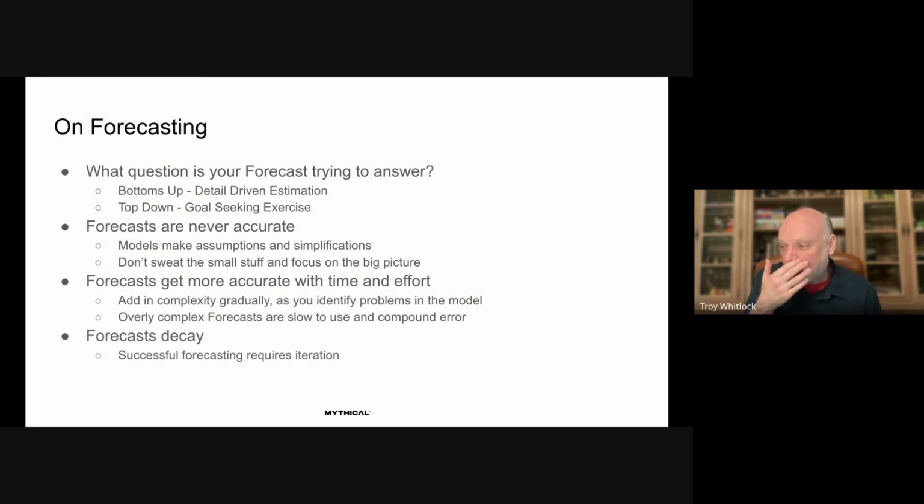All right, and then the last point is that forecasts decay. Even if all these other things were perfectly executed, forecasts require iteration because the world we live in is dynamic. Players' behavior changes, new games come out, things in your game get stale. You add new features to your game. So the most important part of forecasting is being diligent and consistent about revisiting your forecast assumptions.